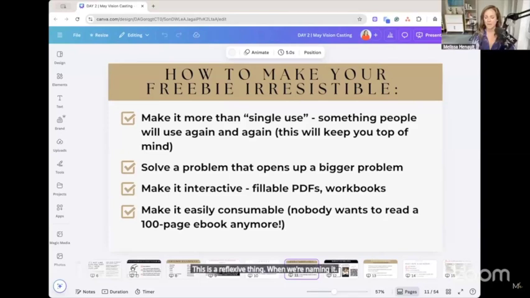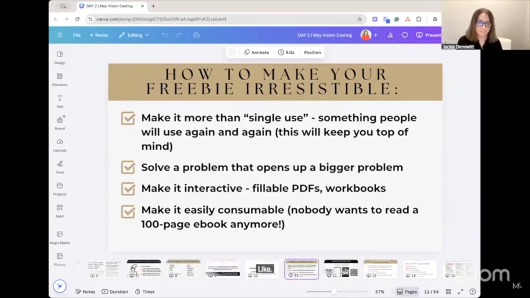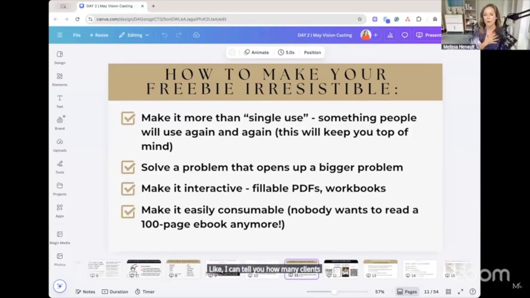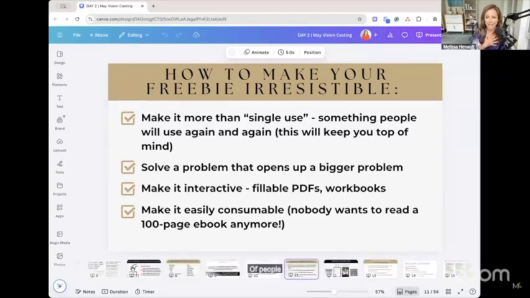Well, and the other thing is, and I know you hit on this, and we started with this yesterday, but I just want to bring us back to it now that we're talking about making it irresistible. And again, I know you hit on this a little bit, Jackie, but messaging is everything. What we don't want is a list full of people who never buy. Yes. I can tell you how many clients have come into our higher ticket coaching containers with lists of people that don't buy anything, right?